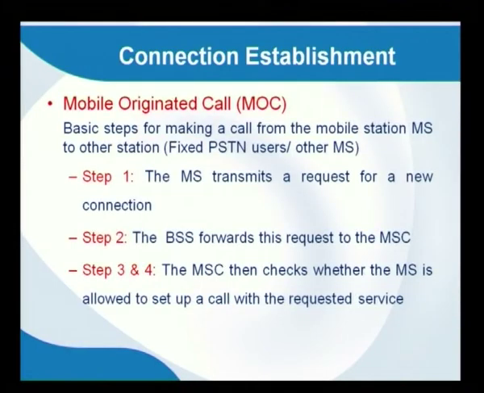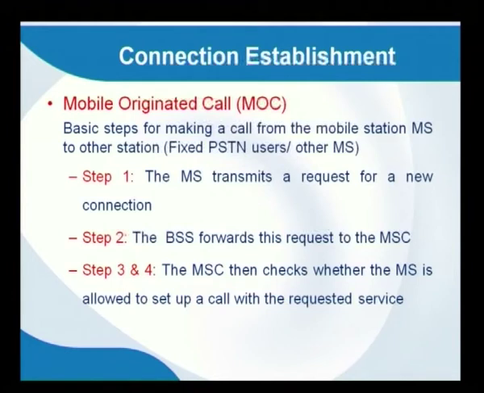In the first step, the mobile station transmits a request for a new connection. So, the mobile station is connected with the tower through the air interface, the radio interface. In step 2, the base station forwards this request to the corresponding mobile switching center. In steps 3 and 4, the mobile switching center has to do some checking operations, whether the MS is allowed to make a call, or sometimes the mobile station may request some services, but those services have to be subscribed earlier. So, all the checking operations will be performed in steps 3 and 4.